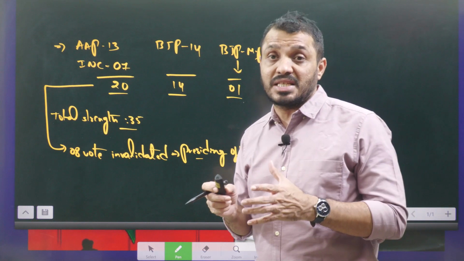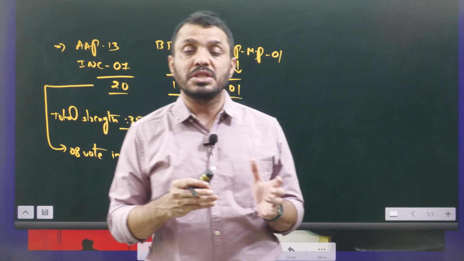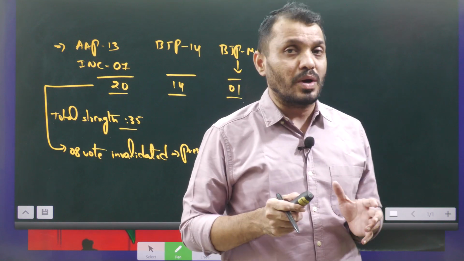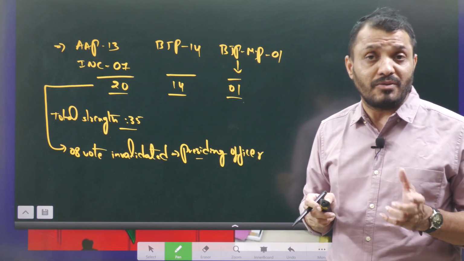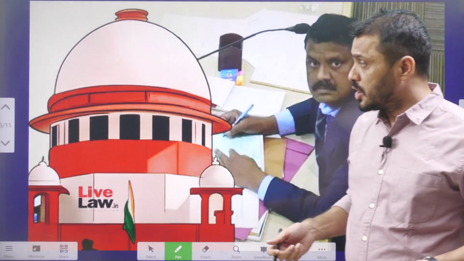The Supreme Court reversed this election. By using which instrument? By using the instrument of Article 142 clause 1. Now we will discuss Article 142 clause 1 in a little while. First we will try to go through the notes.